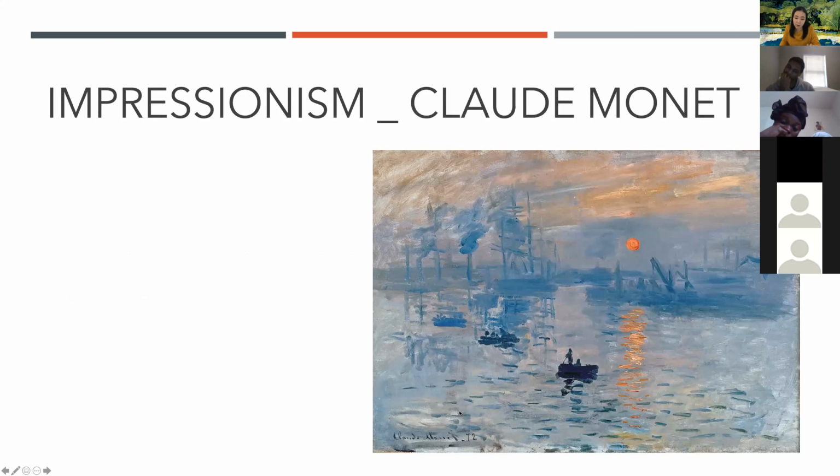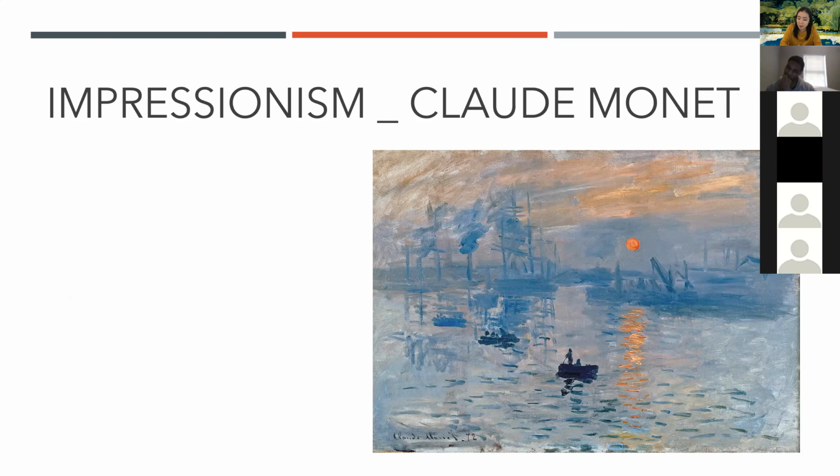This is Impression, Sunrise, the painting by Claude Monet, first shown at what would become known as the Exhibition of the Impressionists in Paris in April 1874. So the painting is credited with inspiring the name of the Impressionist movement.